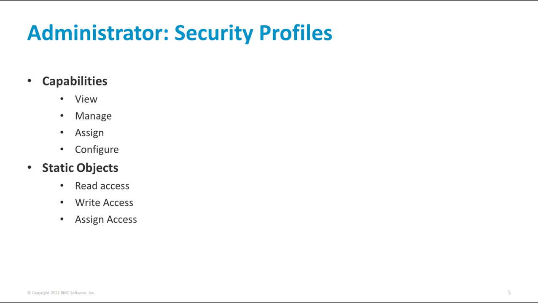Capabilities decide which kind of object or BCM module the administrator can view, manage, assign, populate, and schedule. With static objects, one can decide which top node the administrator can view in BCM console. These top nodes could be the device group, operational rules, packages, patch deployment module, or patch job module.